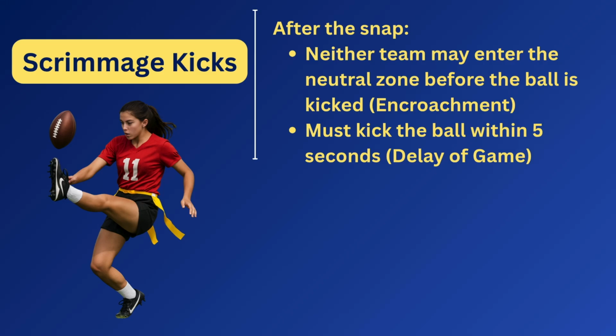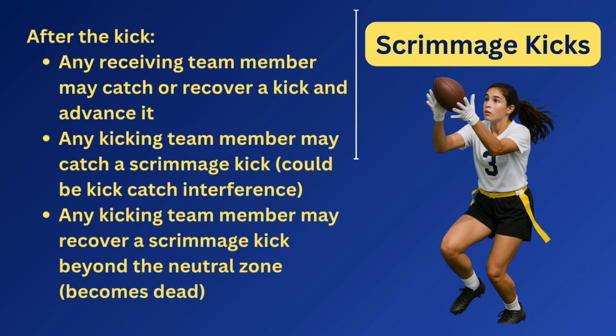Now they can move. So the kicking team, for instance, could line up maybe 10 yards into the backfield, and then the ball is snapped, and they begin running up toward the line of scrimmage to get that momentum. As long as they don't cross the line of scrimmage, the orange puck, until the ball is kicked, that is perfectly legal. The kicker does need to kick the ball within 5 seconds, or else that would be a delay of game penalty.